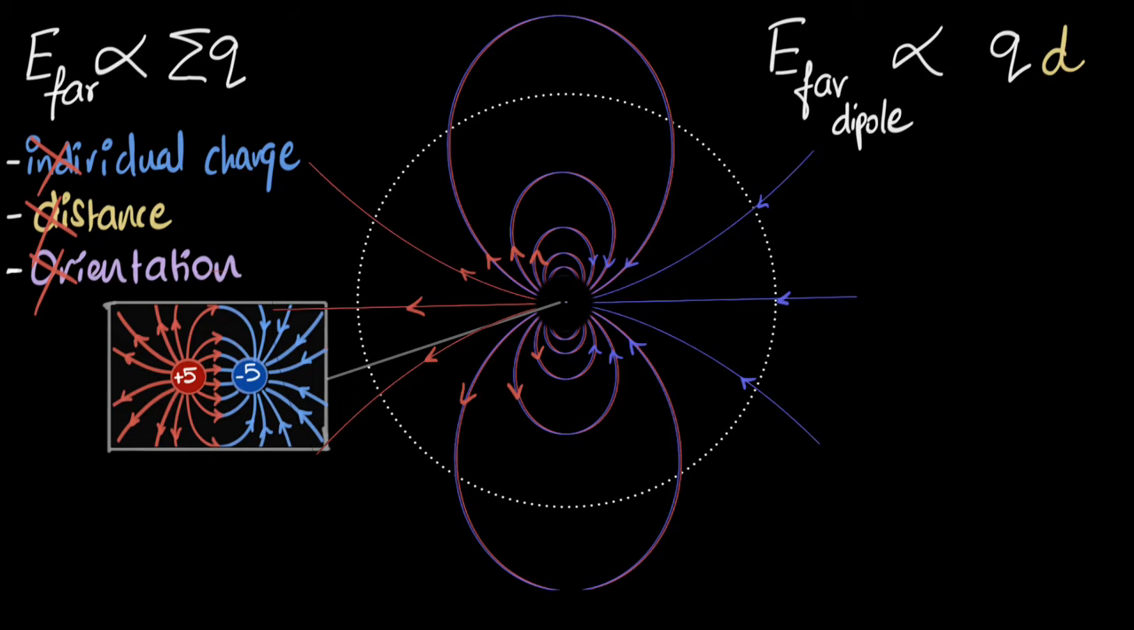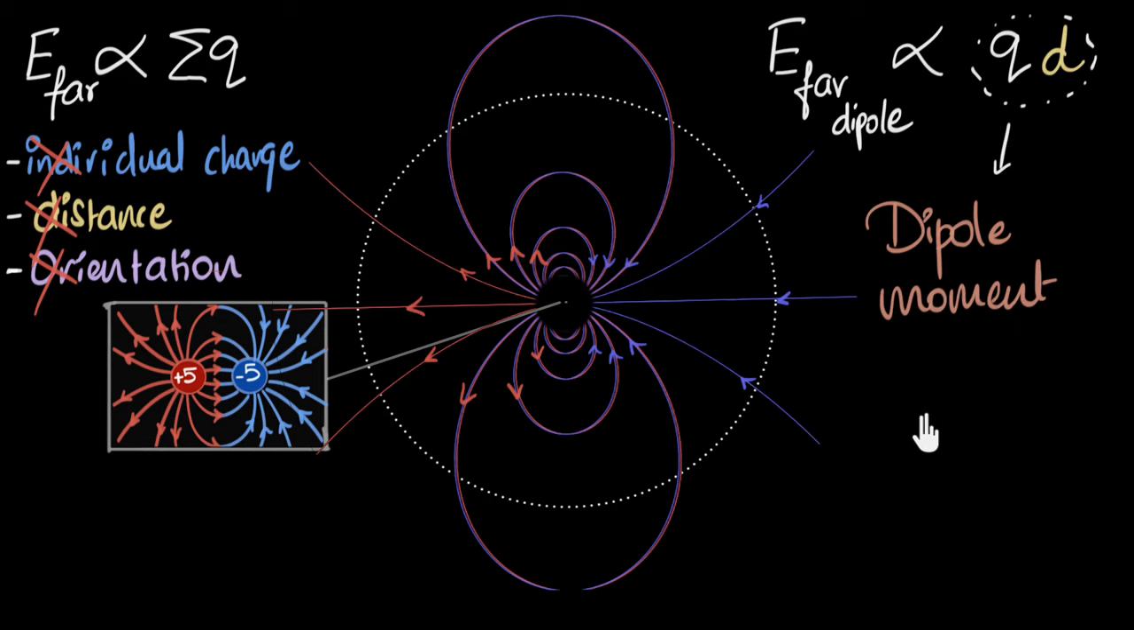And therefore, we give a name to this product. This product is called the dipole moment. Dipole moment. The symbol for that is P, and the dipole moment is the product of the charge on the dipole and the distance between the two charges.